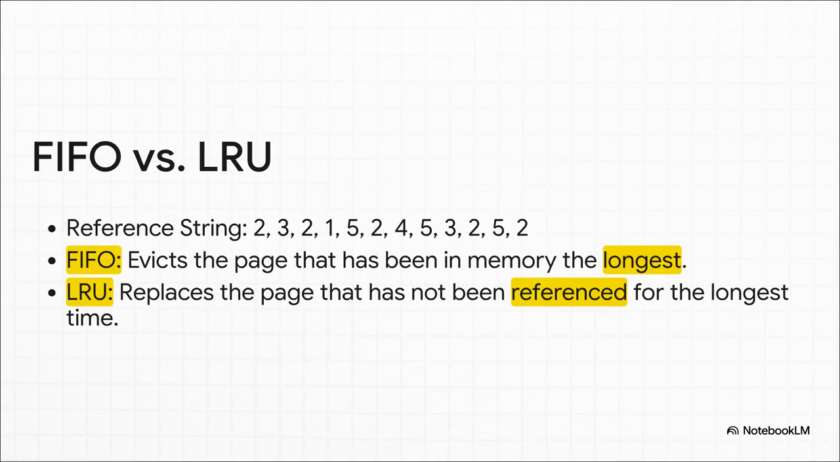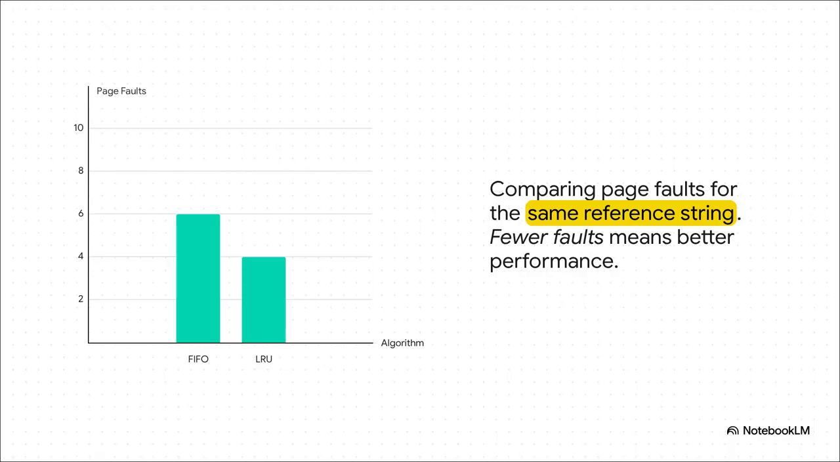So let's compare two famous algorithms using this reference string here. It's just a list of pages our program asks for in order. First in, first out is the simple one. It just kicks out the page that's been in memory the longest, the oldest one. Least recently used is smarter. It kicks out the page that hasn't been touched in the longest time, basically guessing it probably won't be needed again anytime soon. And the way we measure performance is by counting page faults. That's every single time the OS has to stop and go get data from the slow hard disk.